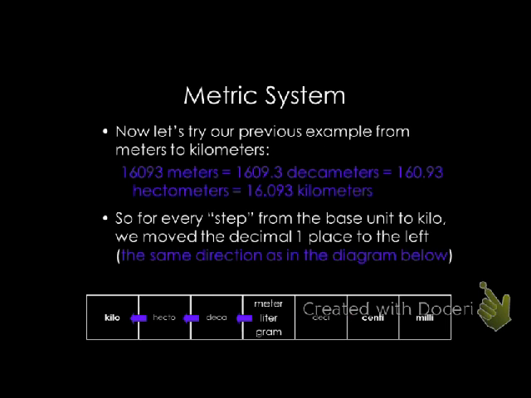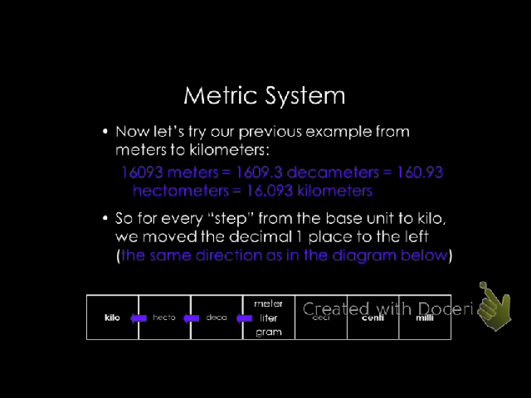Now let's go back to the example with the large value, which was kilometers, and represent the amount of meters it would take to equal the same amount of kilometers. This time we're moving to the left, and since we're moving to the left, we can move our decimal, but this time, instead of moving to the right like we did before, we would move our decimal to the left. So let's take a look at what 16,093 meters would look like as kilometers.